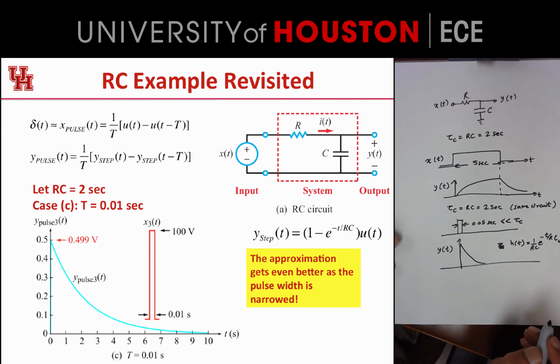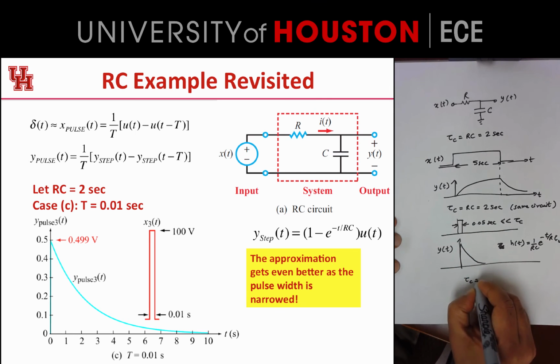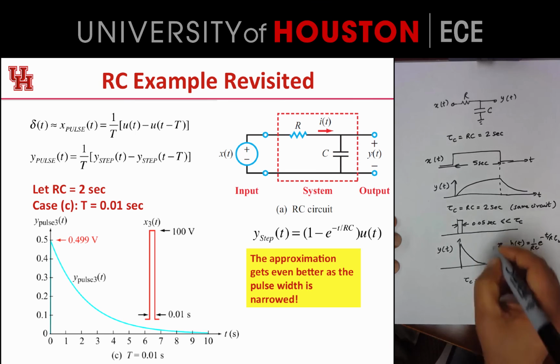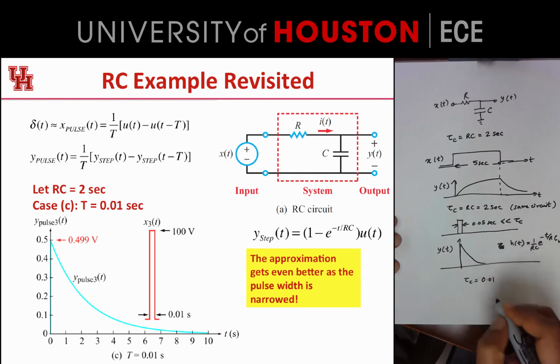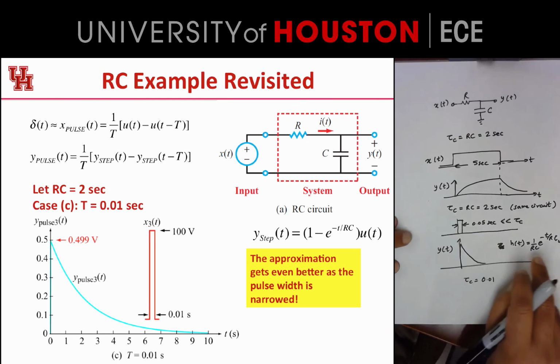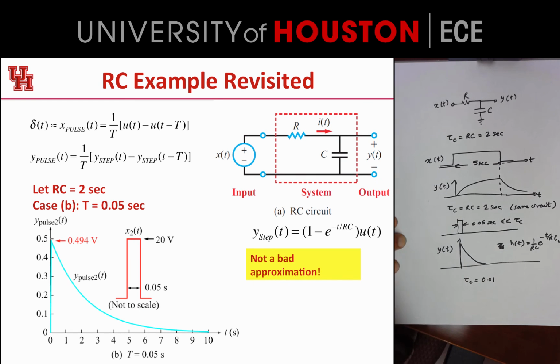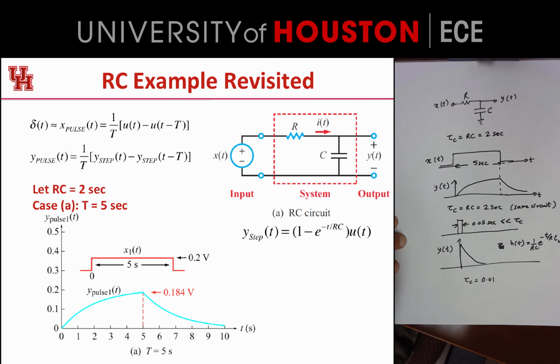This time the RC time constant is still the same, but the new tau c is 0.01 seconds. It's like 1/5 of the previous one. It's a very, very narrow pulse, and you can see that the approximation gets even better. Importantly, if you pay attention to the peak of this pulse, with 0.01 seconds the peak is close to 0.5, like the theoretical, about 0.499. It's a decent approximation. Previously it was like 0.494, and before that it only came up to about 0.2.